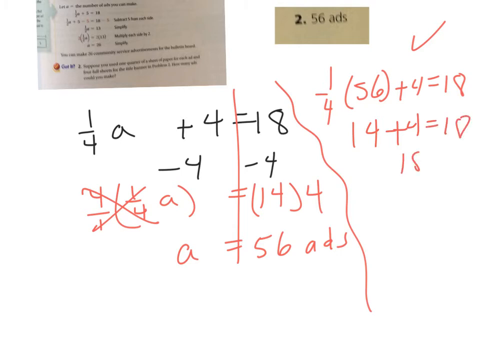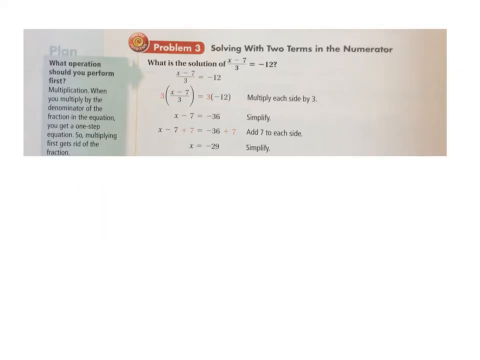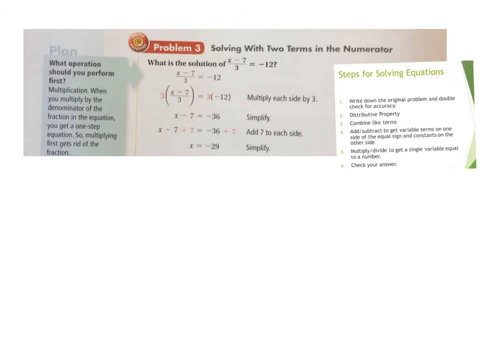So 18 equals 18, and so my answer, 56 ads, is correct. Okay, so now here's where it can be changed up a little bit. Hang on a second, I'm going to pop up the steps. Alrighty. So, steps for solving equations. Again, same thing here.